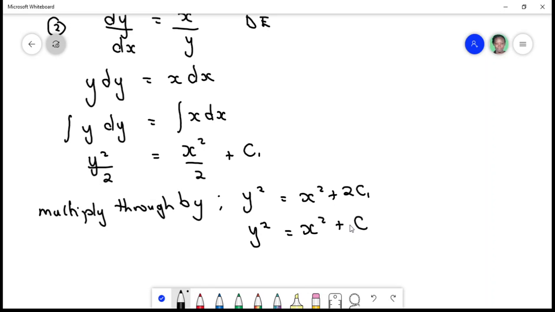If you're asked to find a particular solution, it means that the initial conditions will be given to you. So you could find the value of C, then do the substitution to get your particular solution.